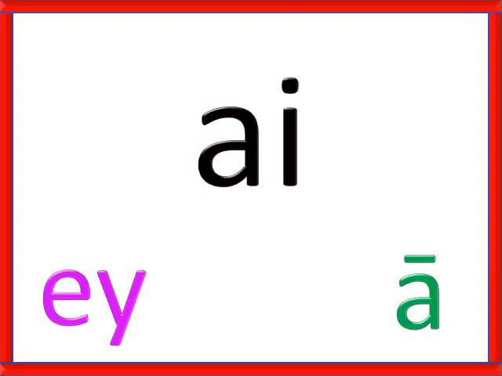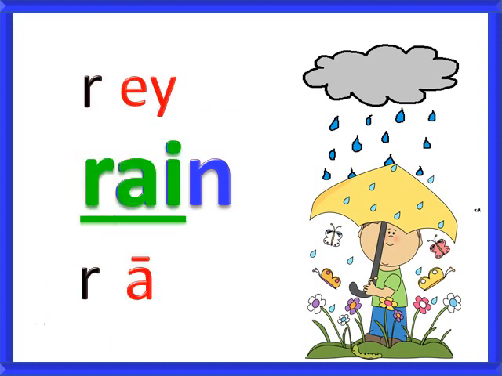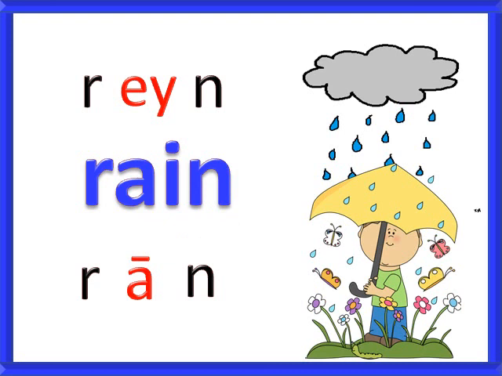A, I can also make the long A sound. A, A, A. Rain. A. Rain. Okay, you see the little boy got an umbrella. See the cloud up there? The rain coming out of the clouds. He got an umbrella to keep from getting wet.